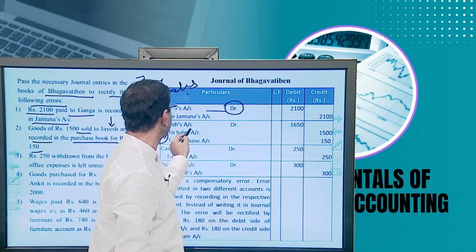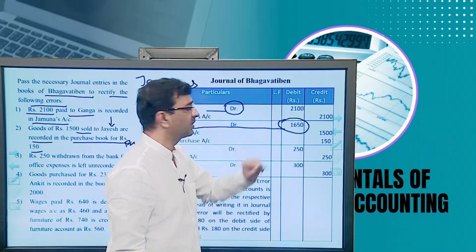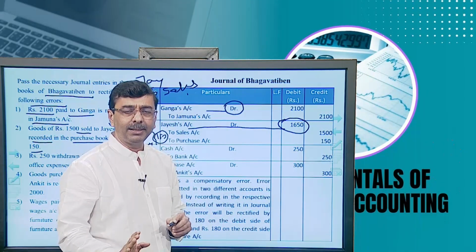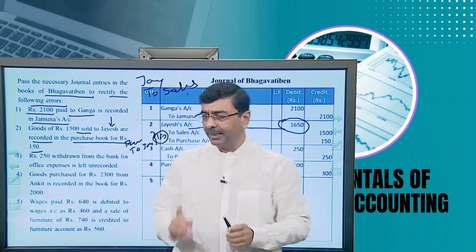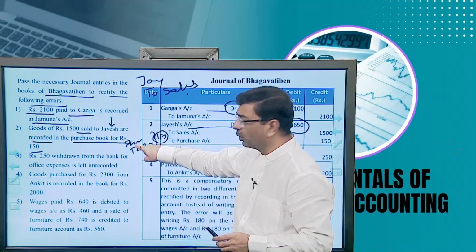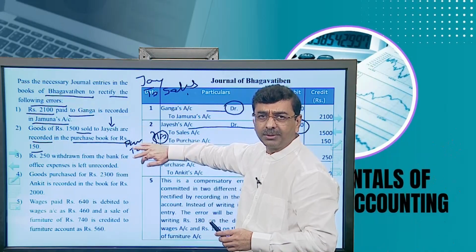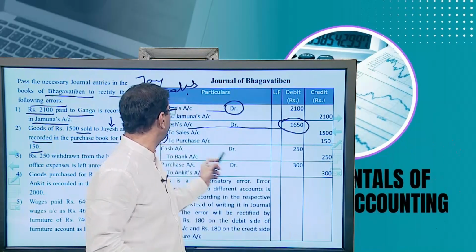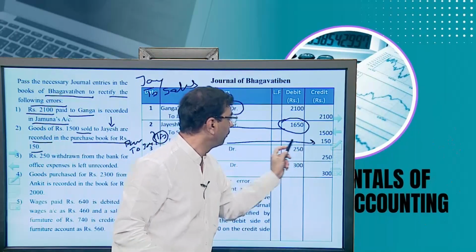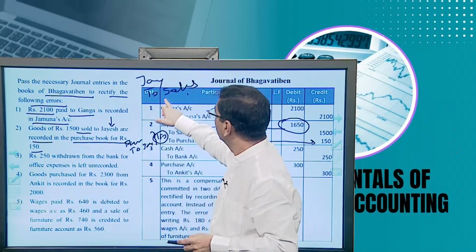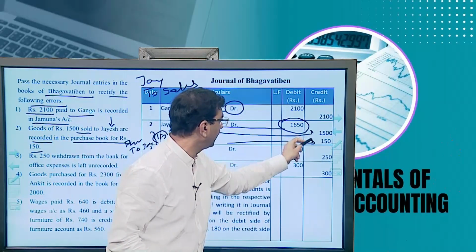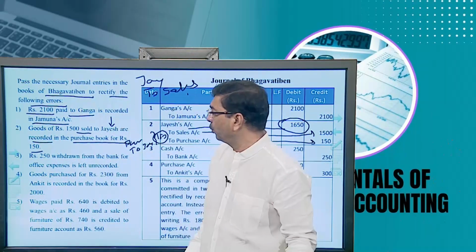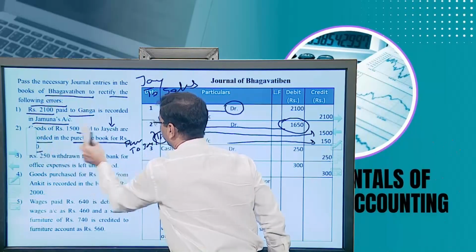So the correction entry is Jayesh account debit 1650: 1500 is the correct entry and 150 was wrongly recorded, so total 1650. Second, purchase was wrongly recorded, so it has to be reversed. So purchase account has to be credited, purchase account 150. And what is the rest? To sales account 1500. So this is the way to correct the transaction.